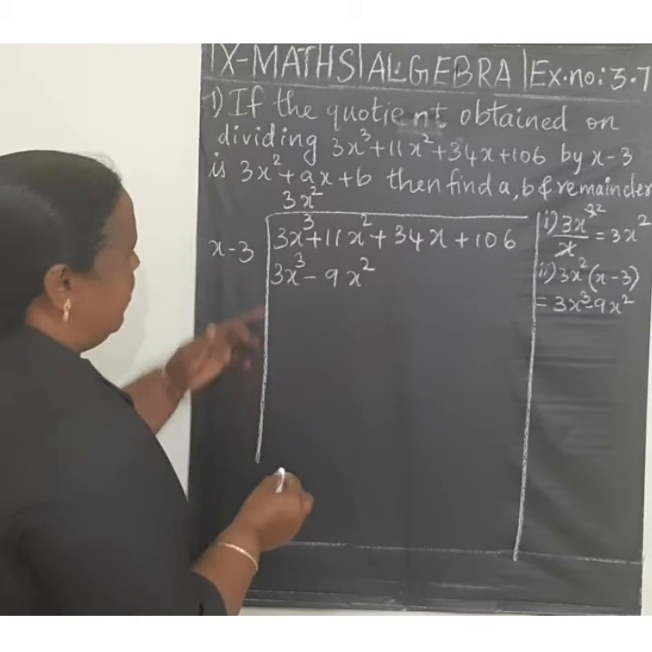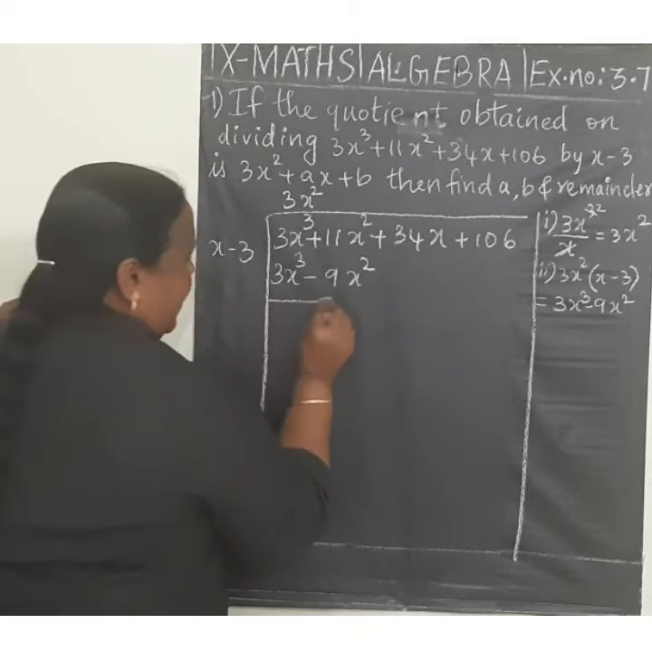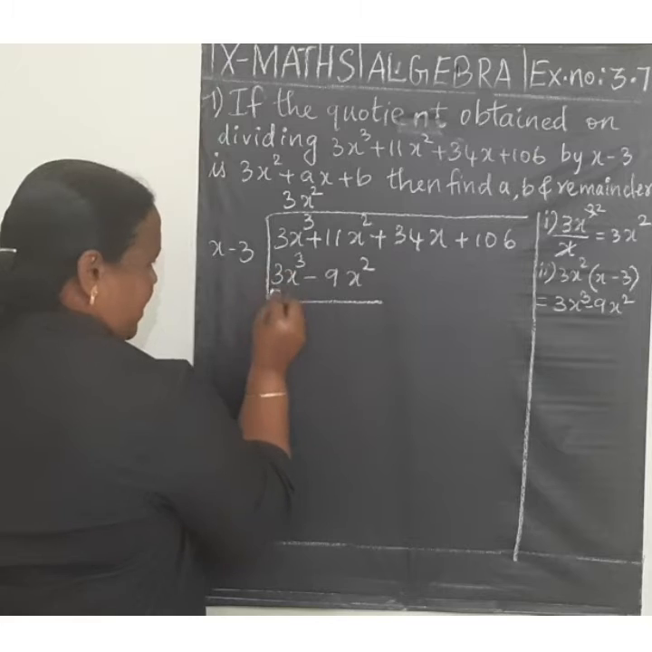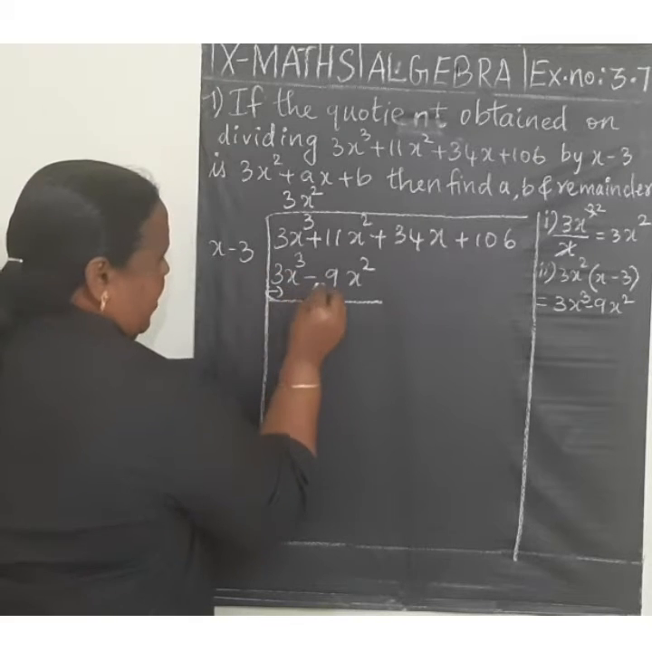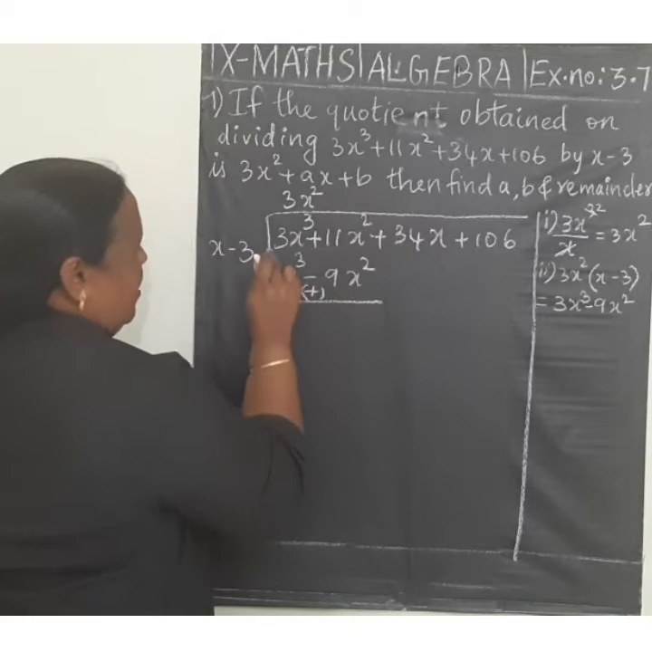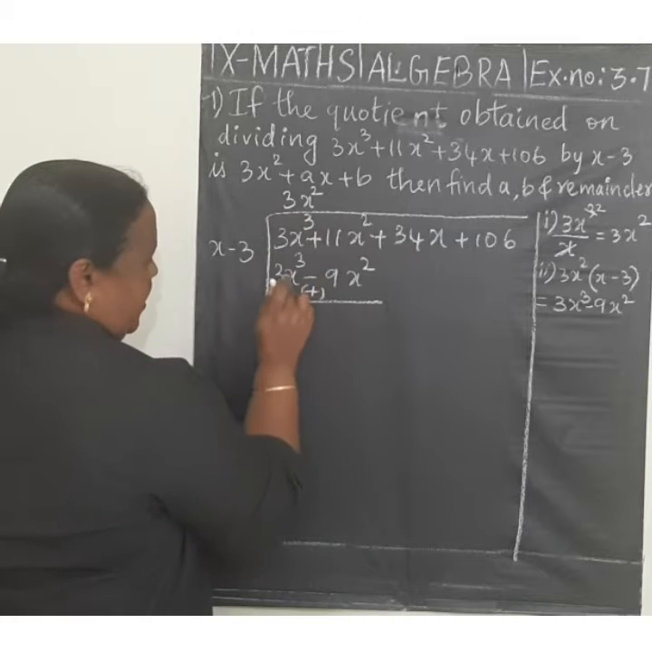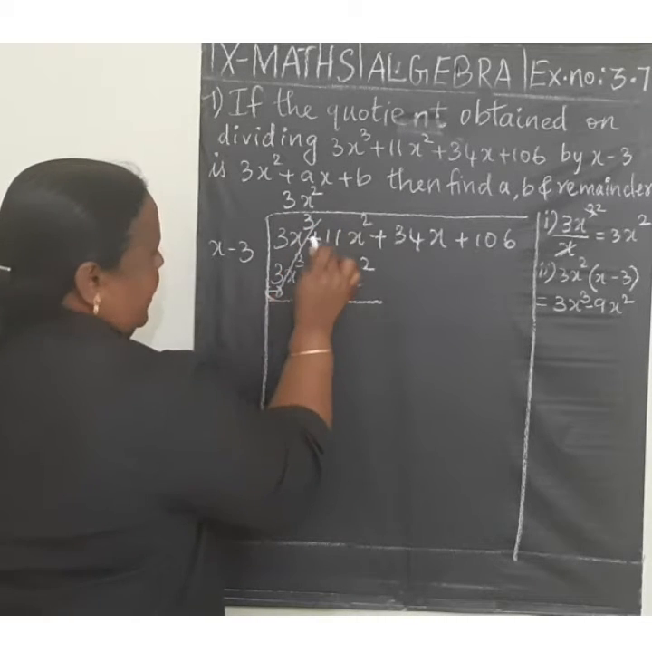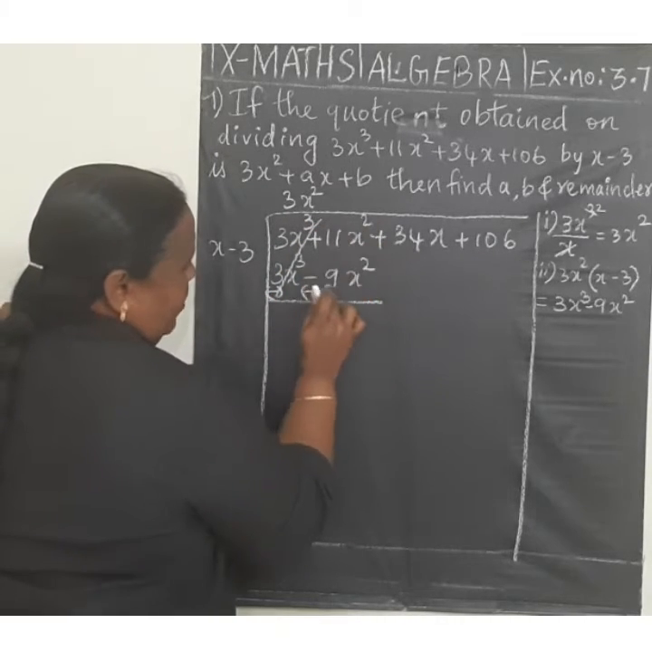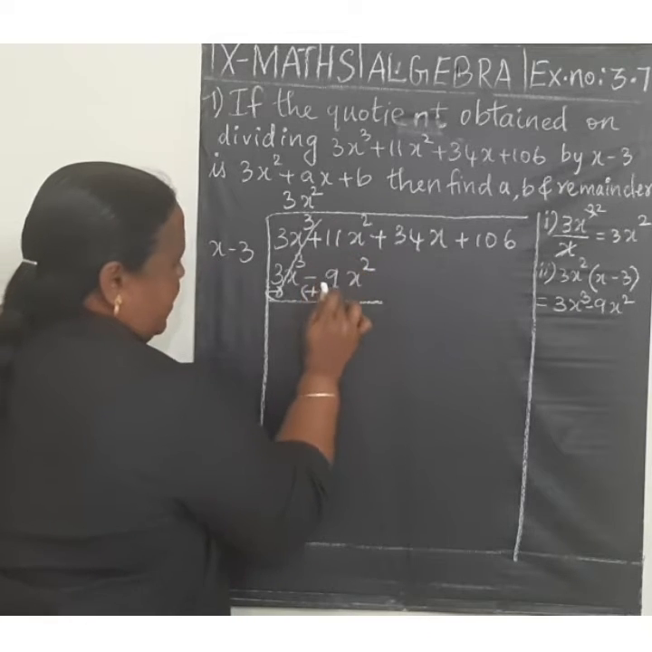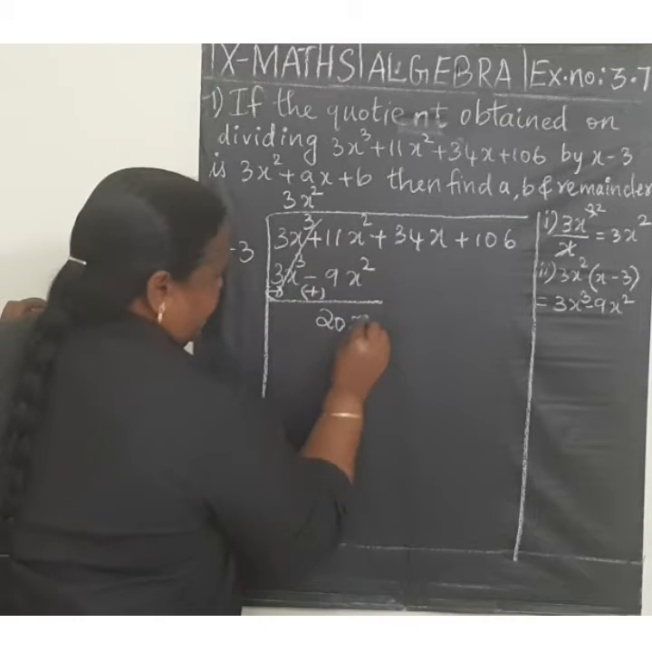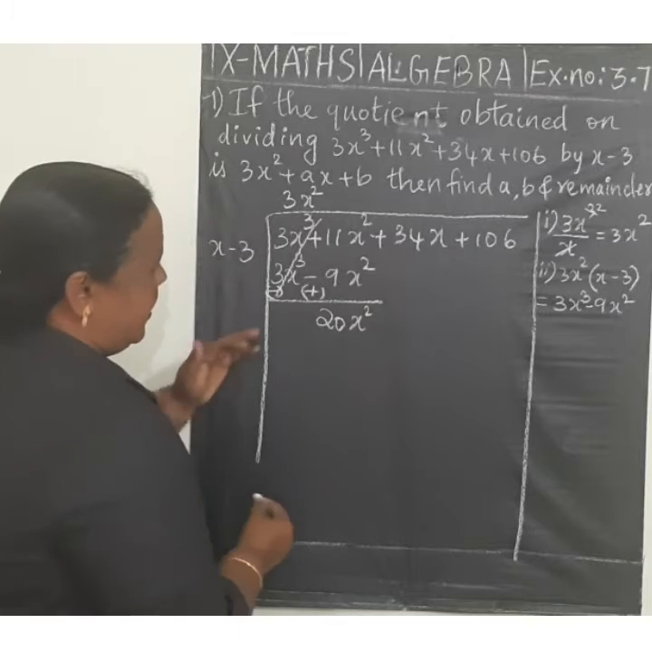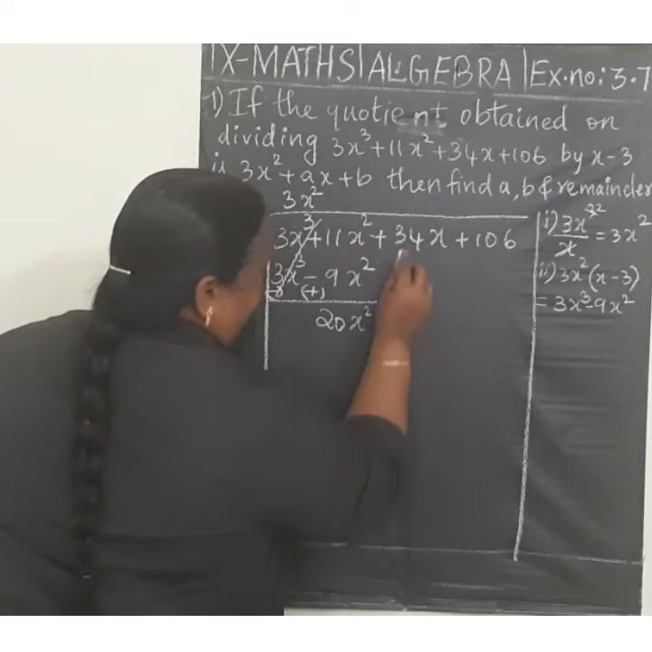Then we have to subtract this. For subtracting we have to change the sign. Here there is a plus sign, so it becomes minus, and the minus sign becomes plus. 3x cube minus 3x cube gets cancelled. Next, 11x square plus 9x squared, so 11 plus 9 is 20x squared. Next term we have to bring it down.